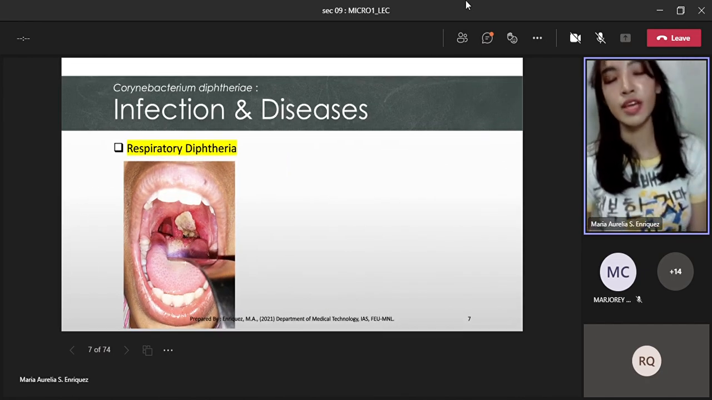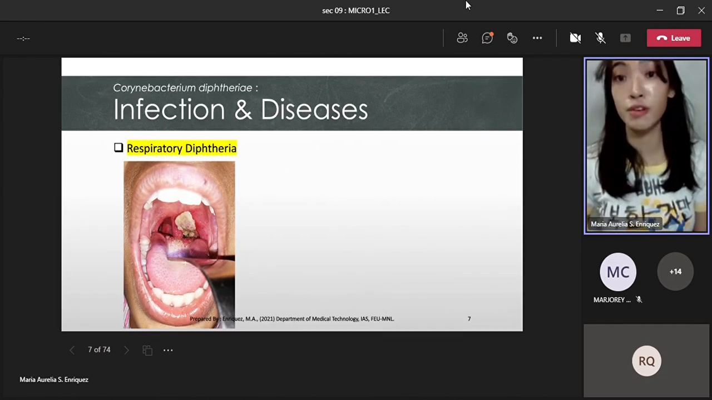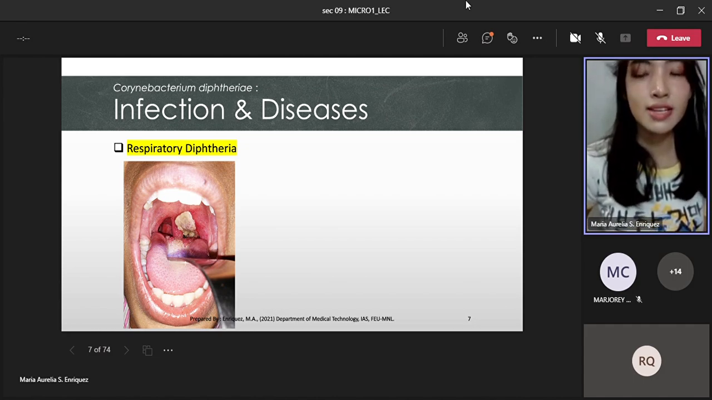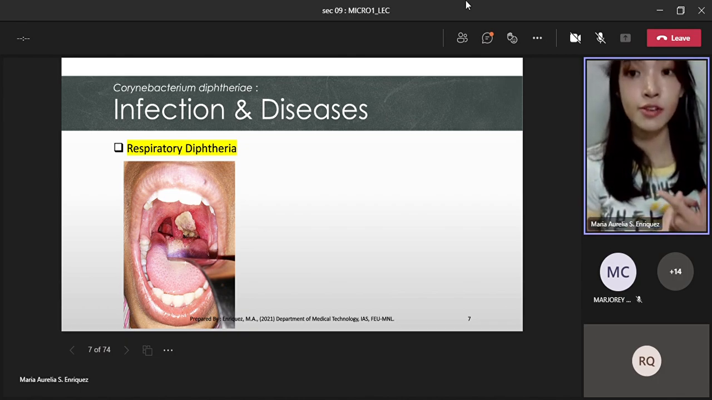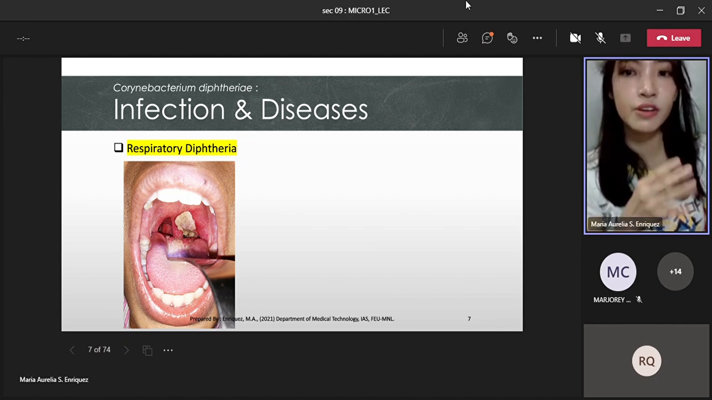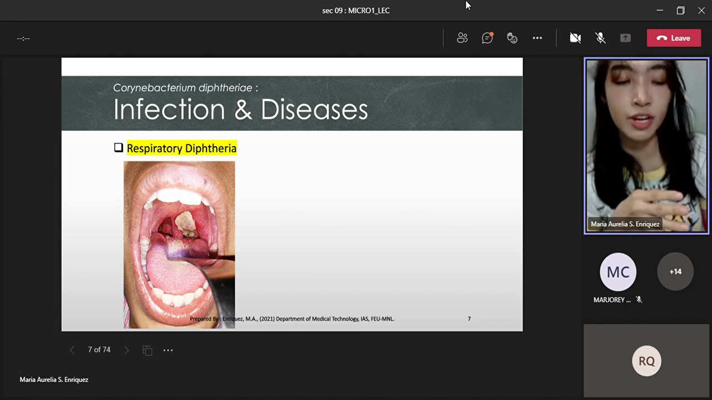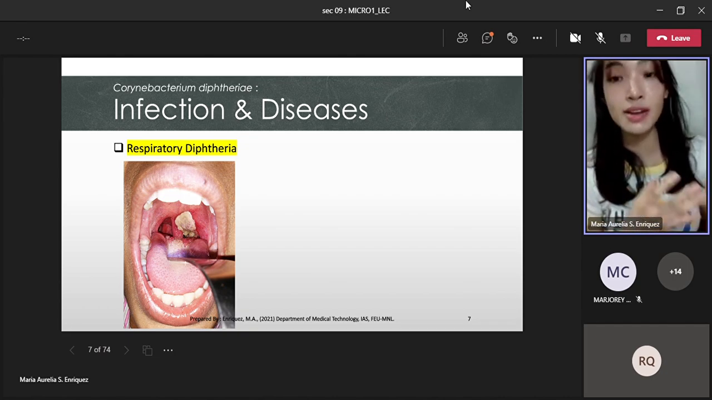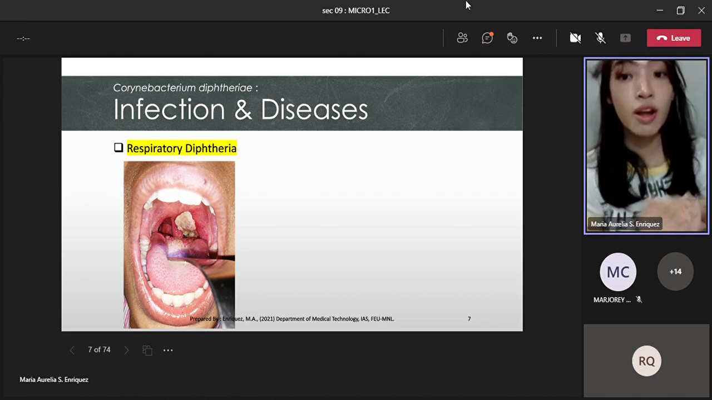Okay, let's now look into the two forms of diphtheria. So the Corynebacterium diphtheriae causes two different forms of diseases in humans: respiratory and cutaneous diphtheria. Let's first look into respiratory diphtheria. So the incubation period for this would average 2 to 5 days. The illness begins gradually and is characterized by low-grade fever, malaise, and a mild sore throat.